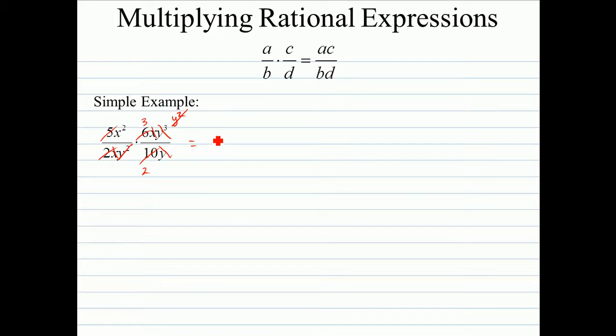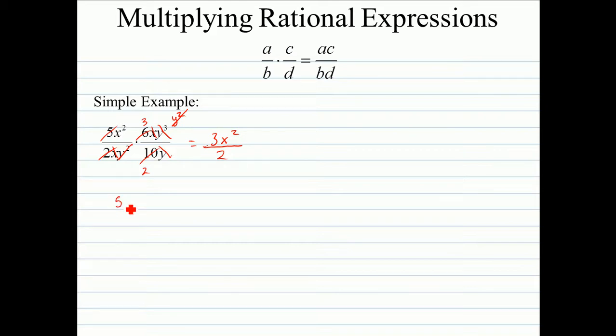And in putting it all back together, you end up with 3x squared on the top. I believe that's all we have left on the top. And on the bottom, let's see, the 2's cancel out, the x's cancel out. All we're left with is just a 2. So you can do it that way.